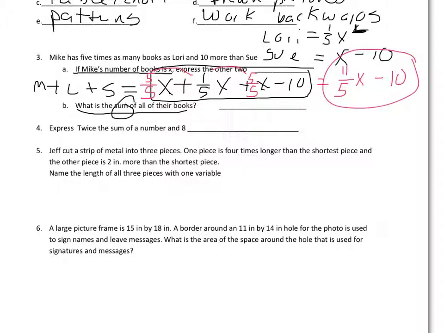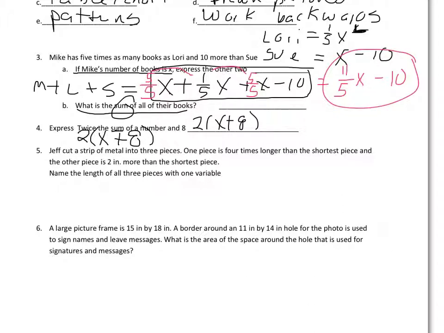Now the next one we have is this: express twice the sum of a number and 8. Well, twice something means 2 times it. What are we multiplying by 2? Well, we're multiplying a sum. Sum meaning add. So we're multiplying something that we're adding together. What are we adding together? Well, the sum of a number and 8. A number is x, sum is plus, 8 is 8. So really, we can write this as 2 times (x plus 8).